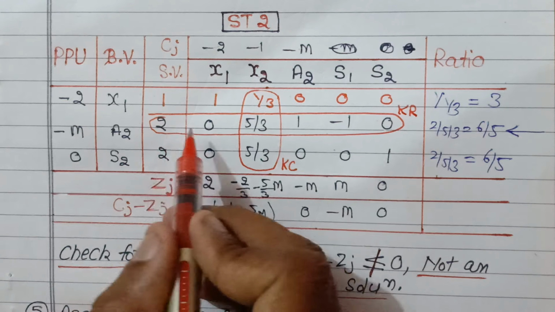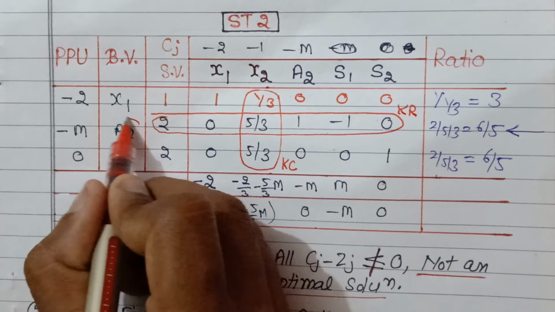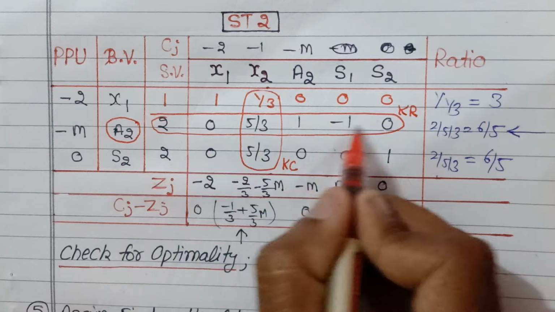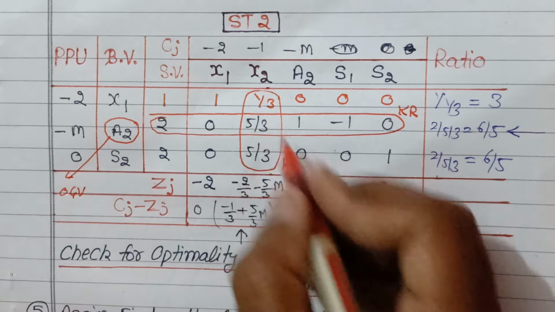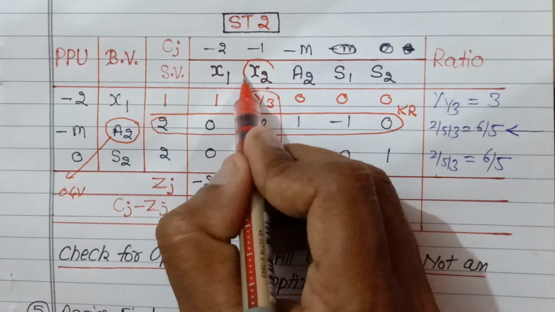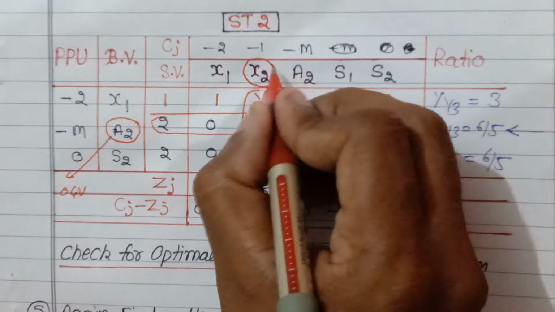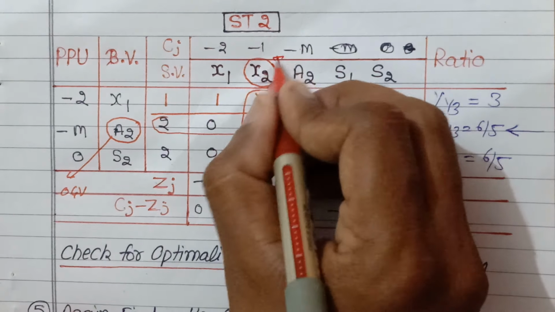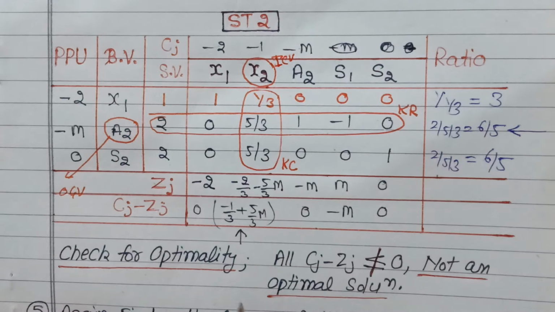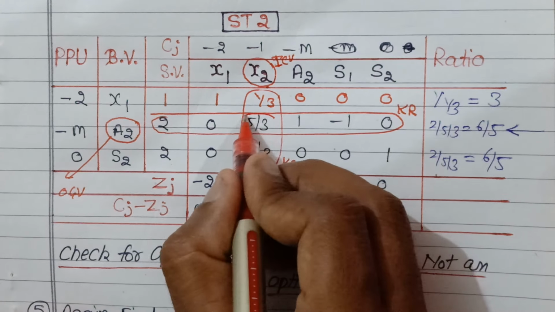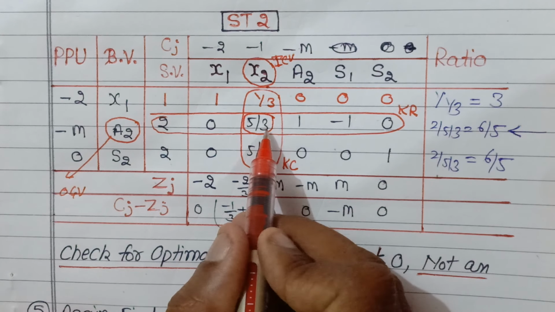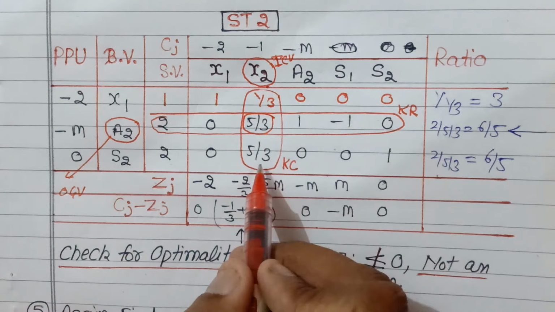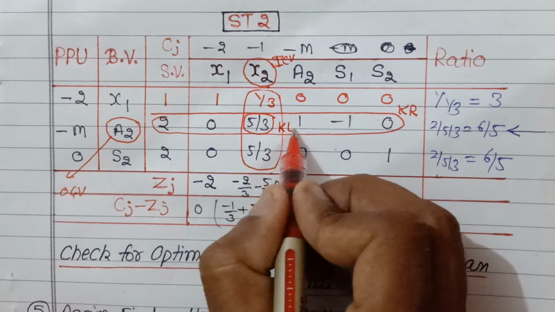Now you will see that a2 is the variable for the key row, so this is now the outgoing variable, and x2 is the variable for the key column, so this x2 will be the incoming variable. The 5 by 3 is available at the intersection of key row and key column, so this will be the key element.